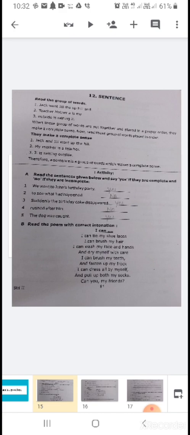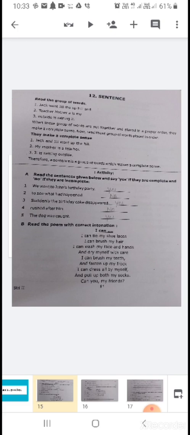Okay, next a poem is given. You have to read this poem and write the correct order. On the next page, some puzzles are given. You have to solve these puzzles and rearrange the words to make a meaningful sentence. So read the poem first. The topic of the poem is "I Can."